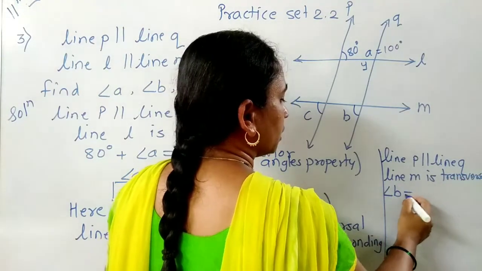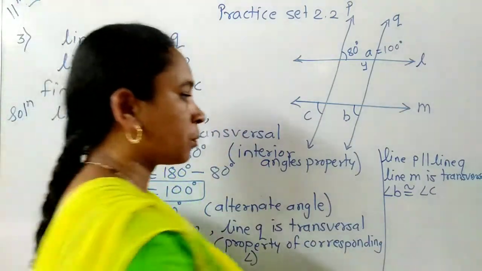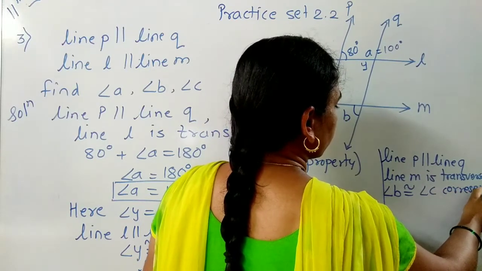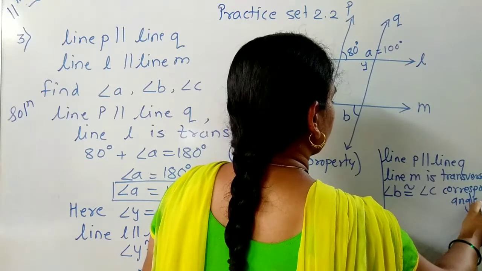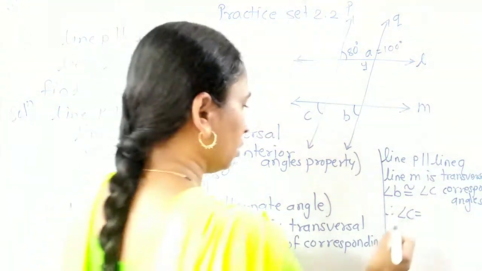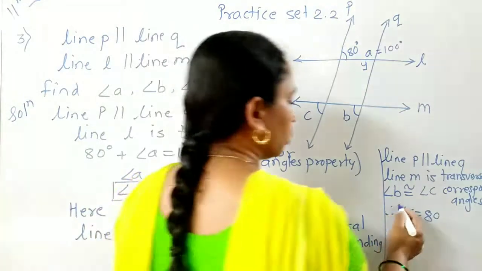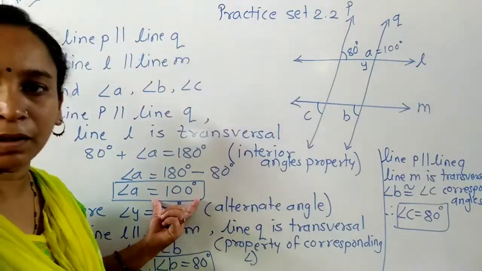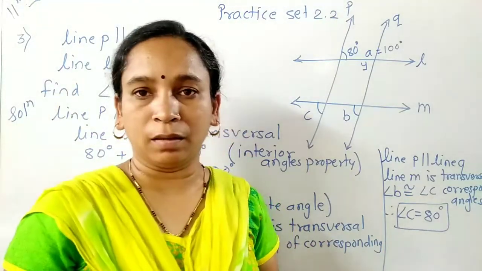Therefore, angle B is congruent with angle C. Why? Because those are corresponding angles. And therefore, angle C is also 80 degree. Because B's measurement is 80 degree, so angle C is also 80 degree. So, in this way, we have found angle A 100 degree, angle B 80 degree and angle C 80 degree.